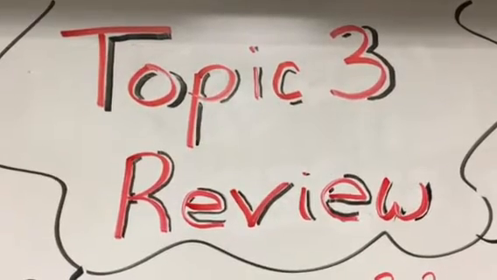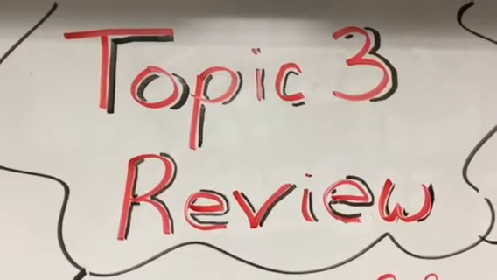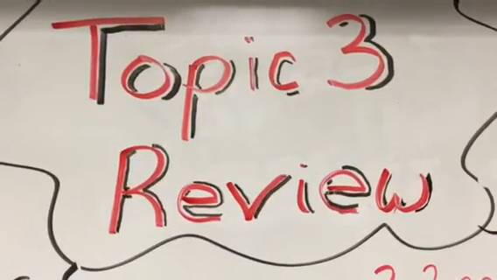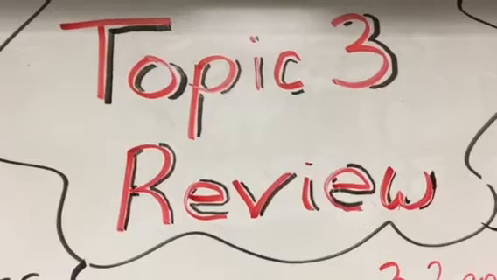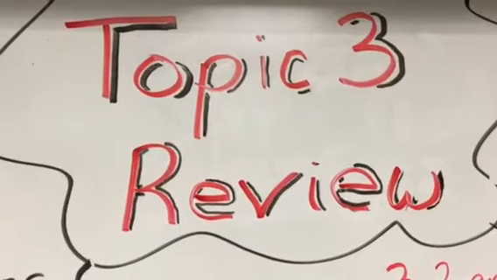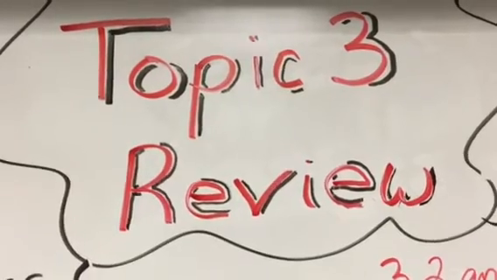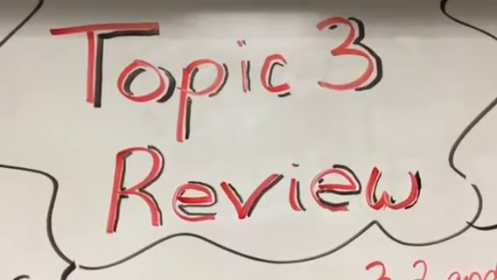Topic 3, review. For this review, I broke it down to the main categories that are going to be on this test and then wrote down a couple things with it. In red, you'll see the lessons that apply to that category, and then in black in parentheses, you'll see how many questions on the test there will be for each section. So let's start over here with properties.